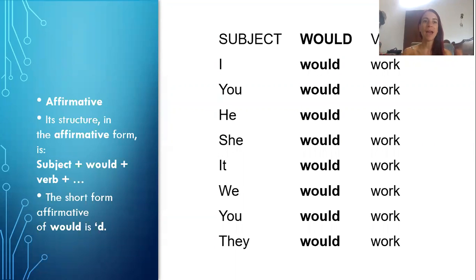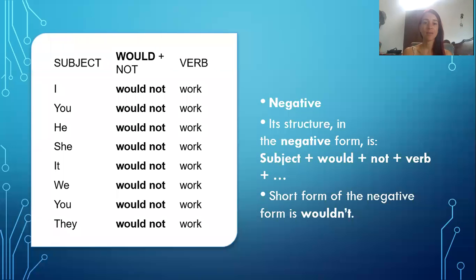How do we create a sentence with would in the affirmative, in the positive? Simple. I would and verb. I would work. You would work. He would work. Or I would study English every day. This is referring to the past.